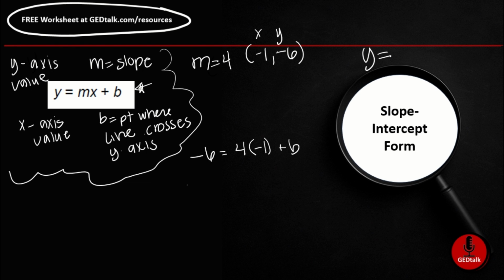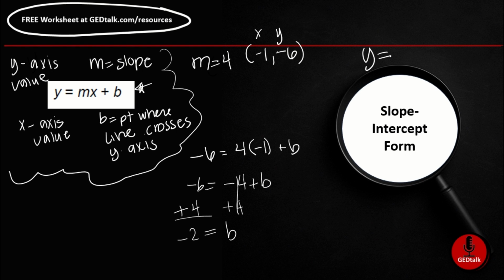So I know that I have -6. I'm going to bring it down. 4 times -1 is -4. Bring down the rest of the equation. I'm going to add 4 on this side, so it cancels out. Add 4 on the left. -6 plus 4 is -2. So now I have -2 equals b.